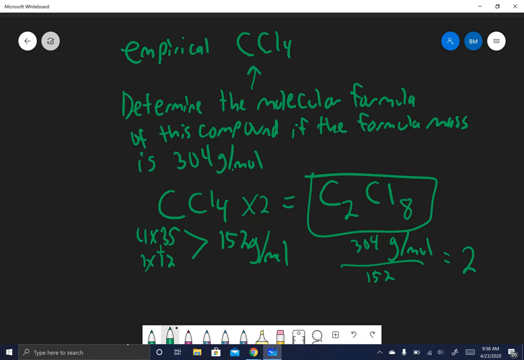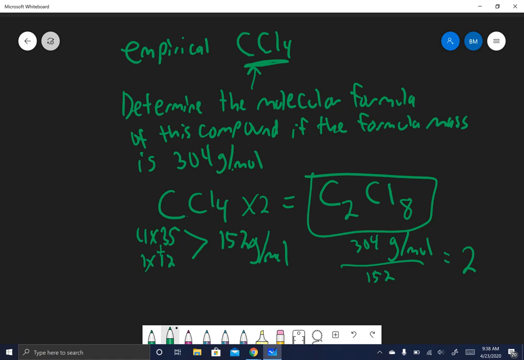To double check yourself, you could do 8 times 35 plus 24 for the two carbons, and you get 304. Now, I made this one up. This is not a real compound, but just to show you how to do these problems, I made this up. I've never seen this compound, but that's kind of irrelevant. I just want you to learn the process here. So again, molecular formulas are always some whole number factor, meaning times 2 or times 3, bigger than the empirical.